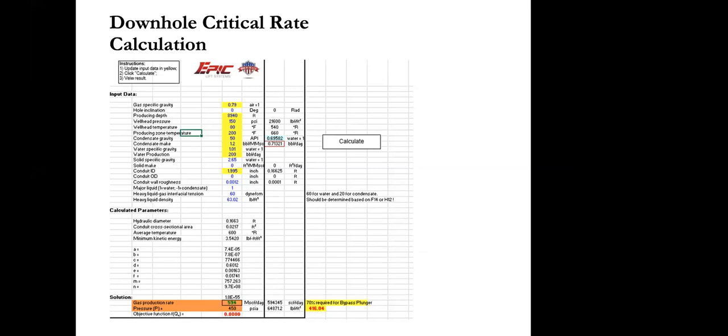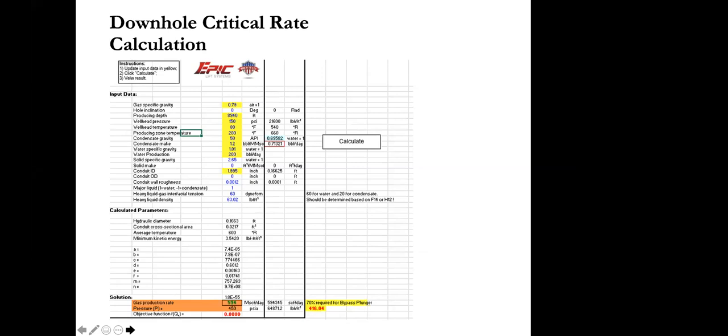And out to the side, there's a 70% in yellow required for a bypass plunger. And then in red, it's that 70% value of that. So for this given tubing size, depth, amount of fluid, amount of oil versus water, it would require 416 MCF for a bypass plunger to have a chance to run and be successful in this application.